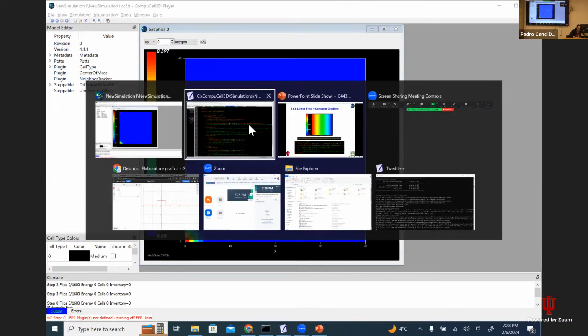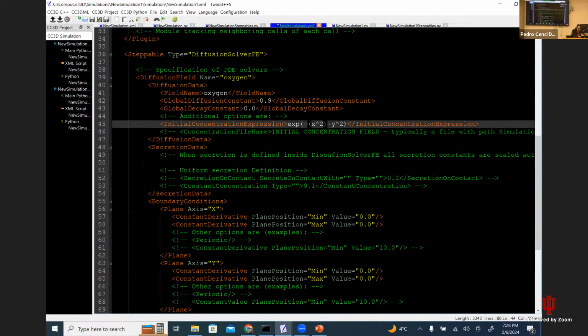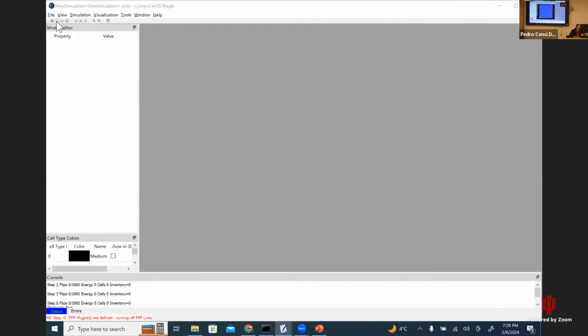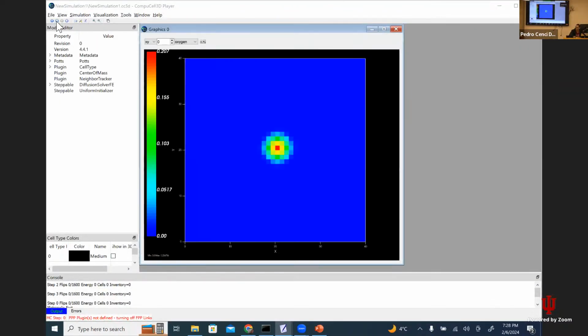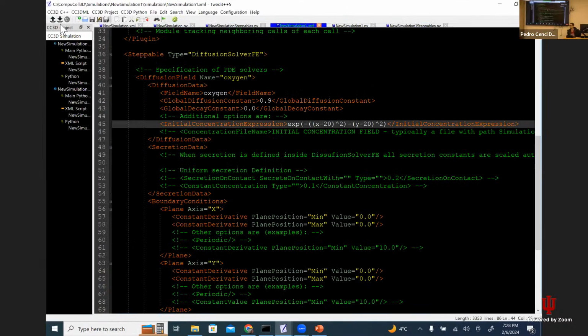And if I do x minus 20, I'm centralizing into the middle of the lattice, right? If I do x minus 20, y minus 20, this Gaussian will start in the middle of the lattice. So I can start with a drop of a certain concentration. This is the field expression, the initial condition.